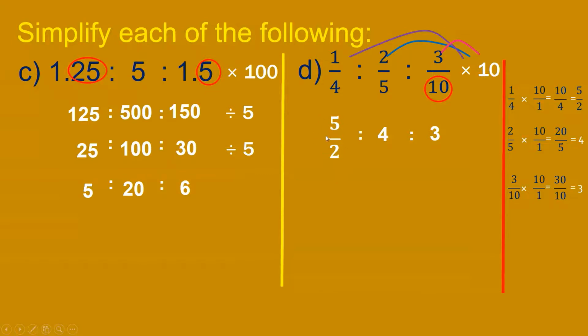So let's change it to a whole number. So let's look at the denominators. Here it means 4 over 1 and it means 3 over 1. So the biggest denominator is 2. So to change this term to a whole number, multiply by 2. So let's multiply 5 over 2 by 2 equals 10 over 2, which is equal to 5. And 4 multiplied by 2 equals 8, and 3 multiplied by 2 equals 6. Now we have the ratio in its simplest form, 5 to 8 to 6. Let's have another example.